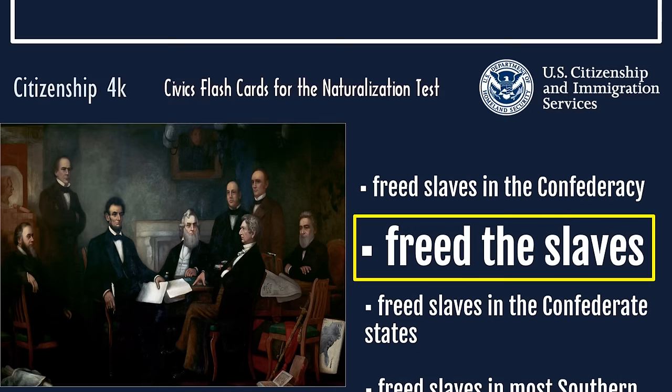What are two rights of everyone living in the United States? Freedom of speech, freedom of religion. Who is the commander-in-chief of the military? The president.